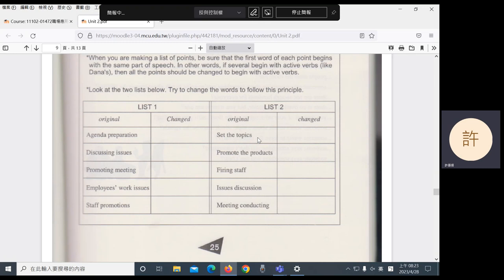Set the topics. This is fine. This is okay. Promote the products. This is also fine. Firing staff. This is the same as staff promotions. If you are talking about how to fire staff, 开除员工, then it should be discuss firing staff. But if you are actually firing staff during the meeting, then it should be fire staff.